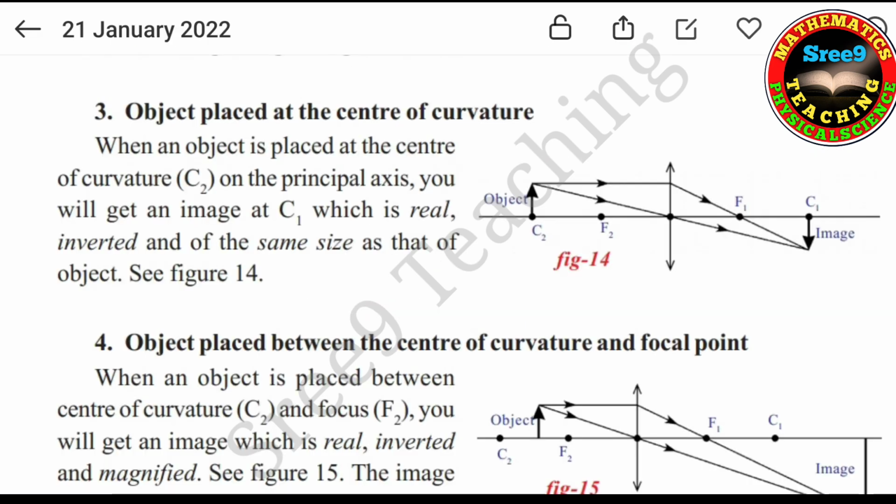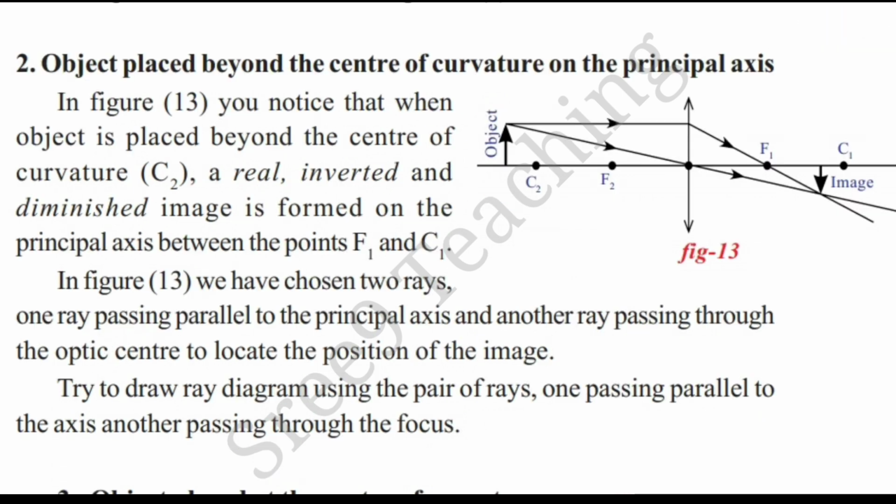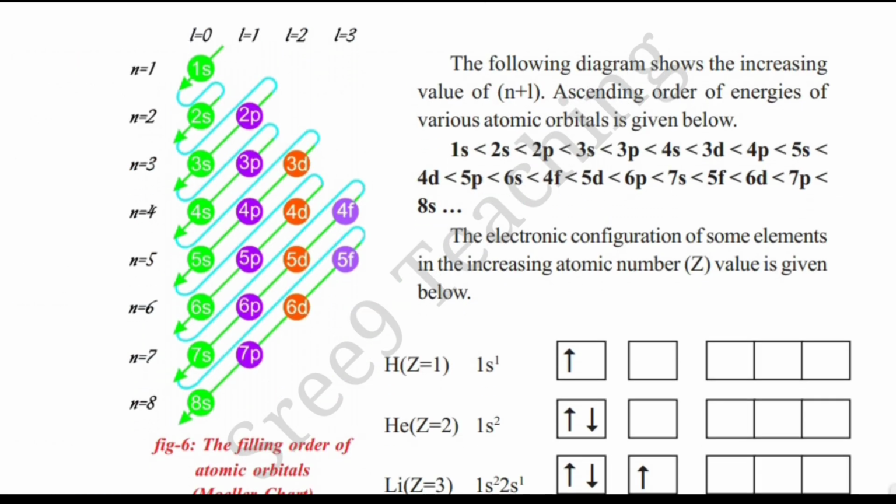Now in question number 33, for the first one, you have to draw the third case diagram, object placed at the center of curvature. Okay. In question number 33, for the second case, you have to draw the second case, that is, object placed beyond the center of curvature on the principal axis. This diagram you have to draw for the second one. Okay. Right. Yes, in the 33rd question, the choice question, the n plus l increasing diagram, the Aufbau diagram, is nothing but this diagram. You have to draw this diagram and write the increasing energies of the orbitals, like 1s less than 2s less than, like that you have to draw.